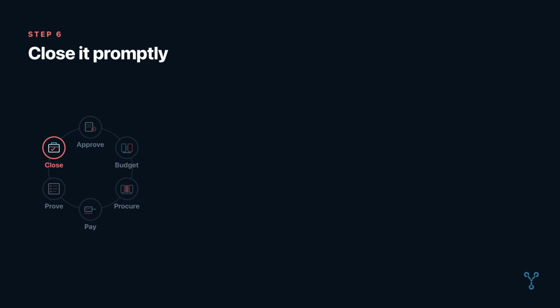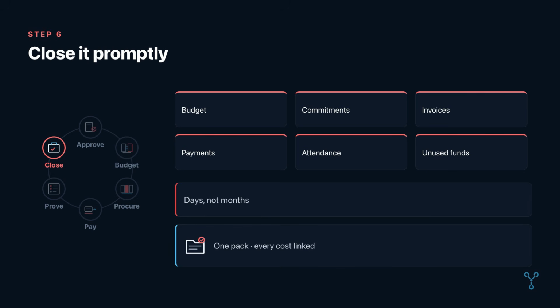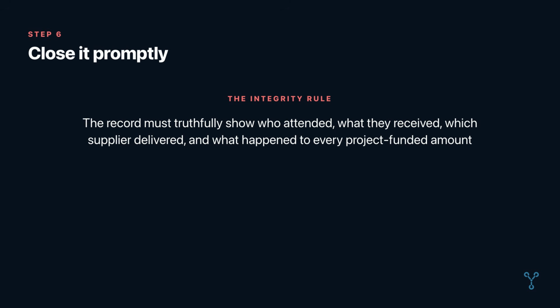Sixth, close the event promptly. Reconcile the budget, commitments, invoices, payments, attendance, and unused funds. Identify missing documents within days, not months. File a single event pack, link every cost to it, and report any variance or exception while it can still be corrected. The key integrity rule is simple.